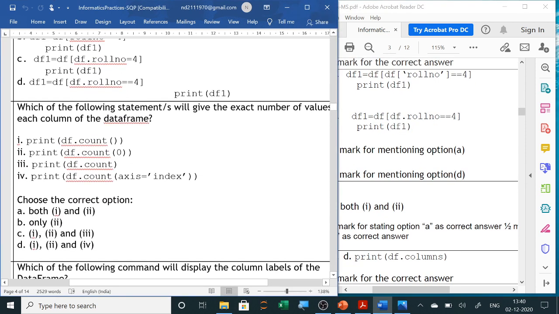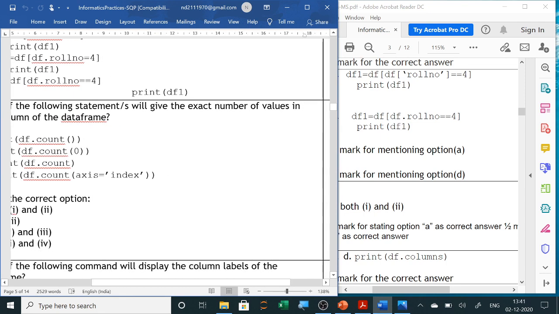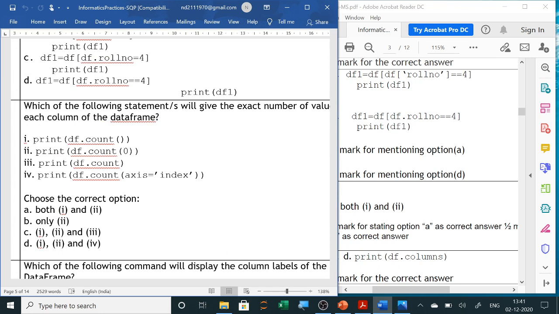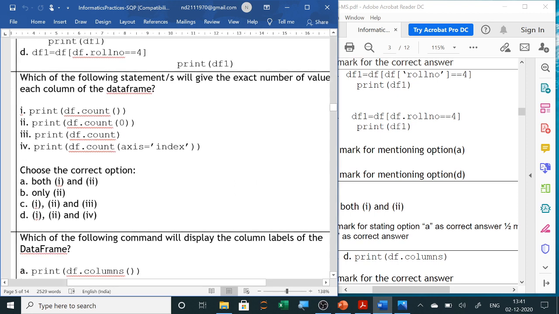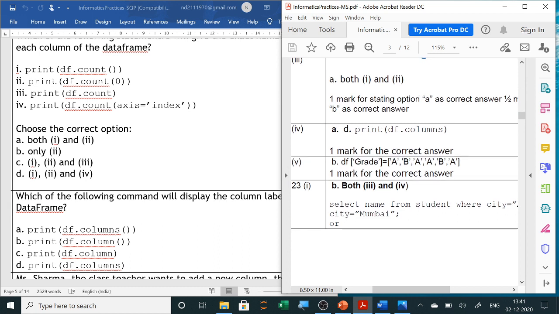Now the next question is, which of the following statements will give the exact number of values in each column of the data frame? So you have to count how many values are there. So we will use the count function here. Multiple answers can be correct. The first one is count with empty parentheses, and the second one is count with 0, that is, you are using axis 0. So both the options are correct. So in the answer you can see A option, both 1 and 2, as both are correct.